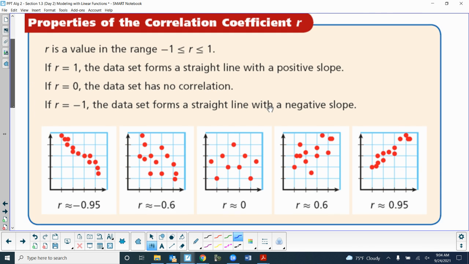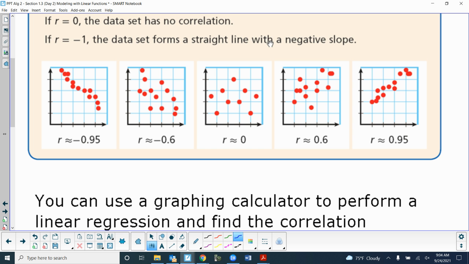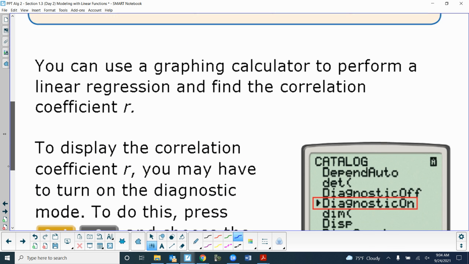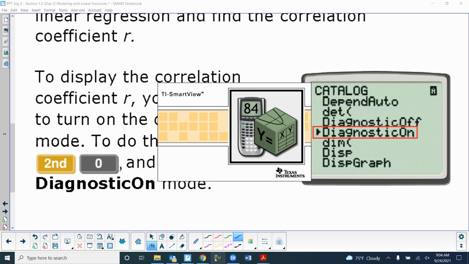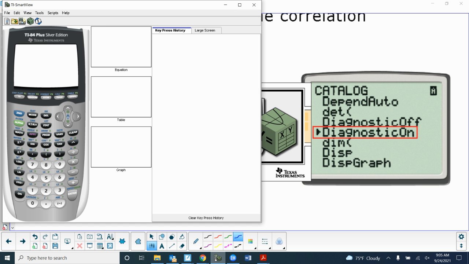But here's some examples again. That first one is about a -0.95, that's close to -1. The second one is -0.6. The middle one there is close to 0, and then a +0.6 and a +0.95. So we're going to use our graphing calculator to find these, all right? The first thing we have to do is turn our diagnostics on, okay? So let me show you how to do that. We're not going to get very far today, which is okay. We'll just do some more today, or on Monday.